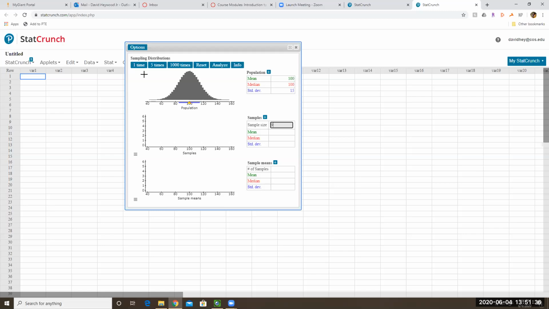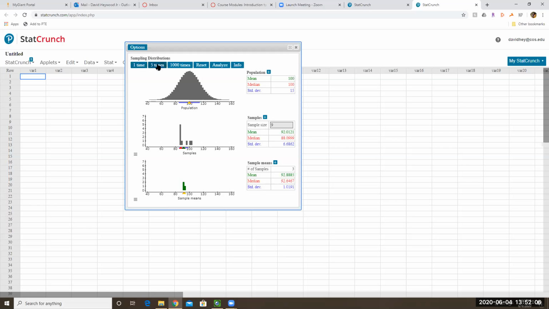And so let me do that. Right, so it's simulating the collection of a sample of size 9, and then it computes their sample mean, puts it right there. I could do this again, and a different sample is going to produce a different sample mean, right? Different sample is going to produce a different sample mean.